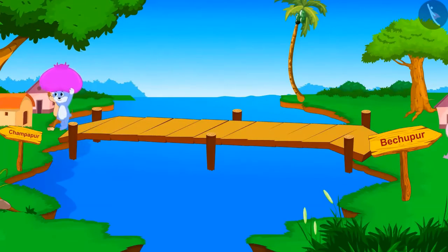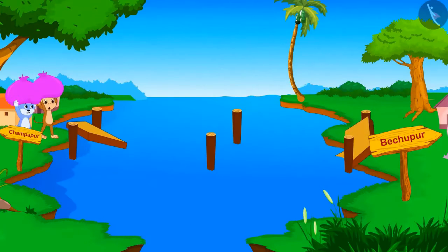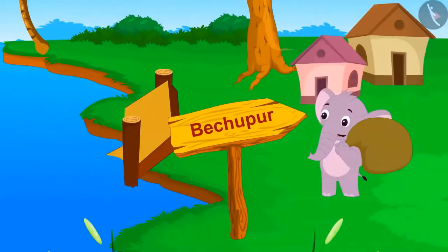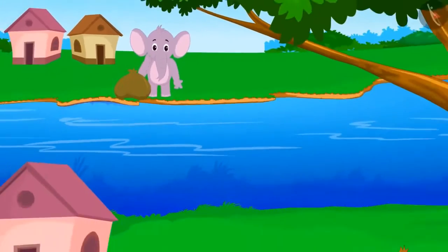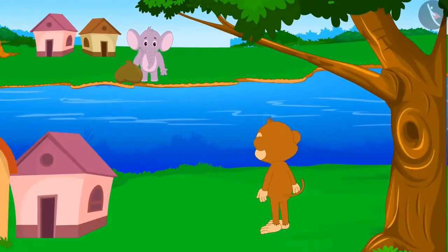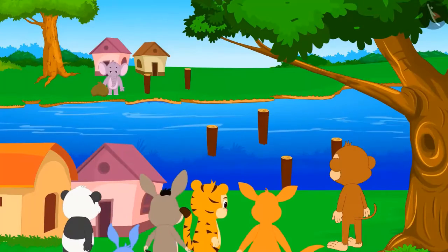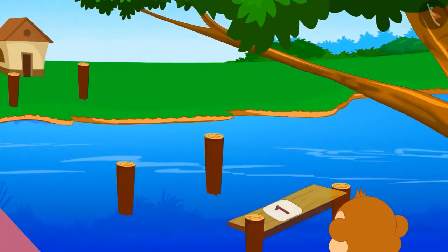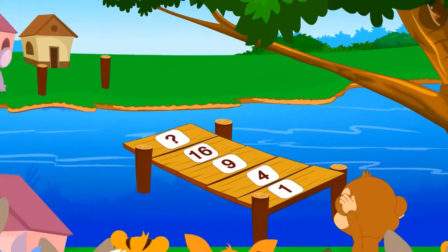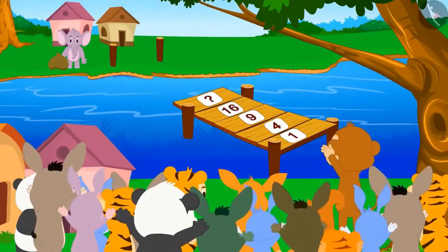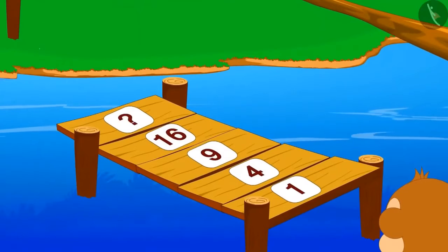Suddenly one day, the bridge between the two villages broke. All the villagers got very worried. For several days, no means were available to travel between the two villages. Then one day, suddenly the villagers saw that a magical bridge automatically started getting built over the river. The villagers got very excited. There was something special about that bridge.